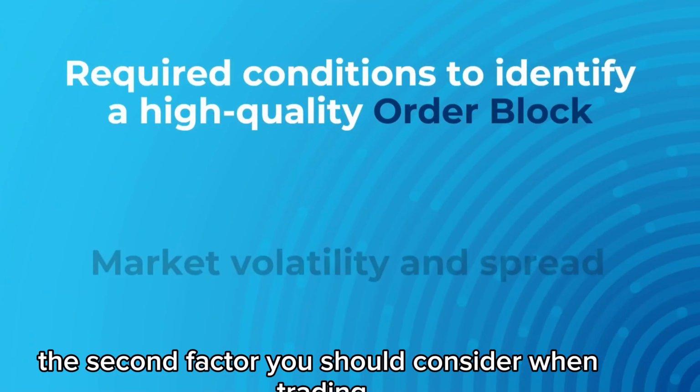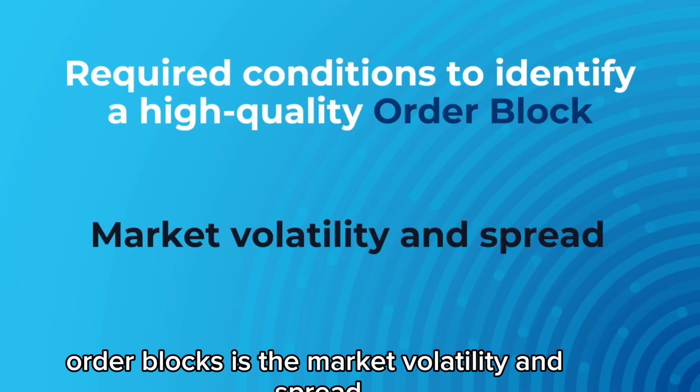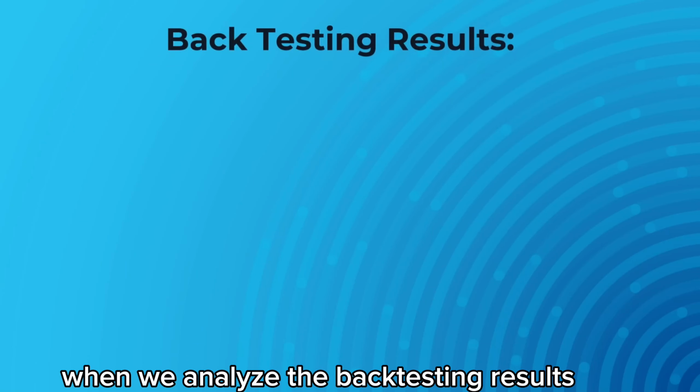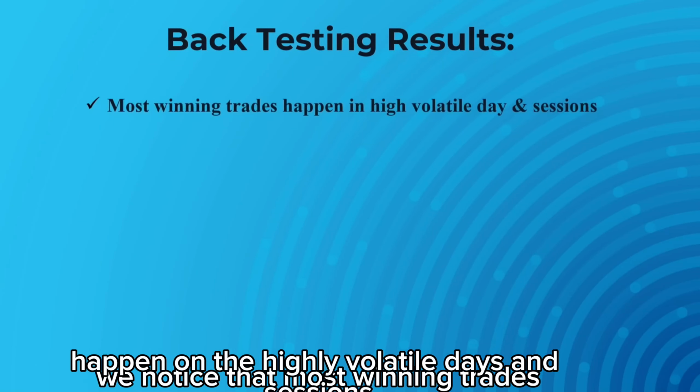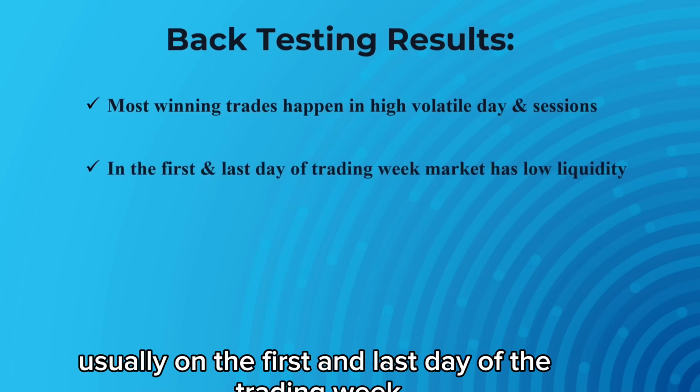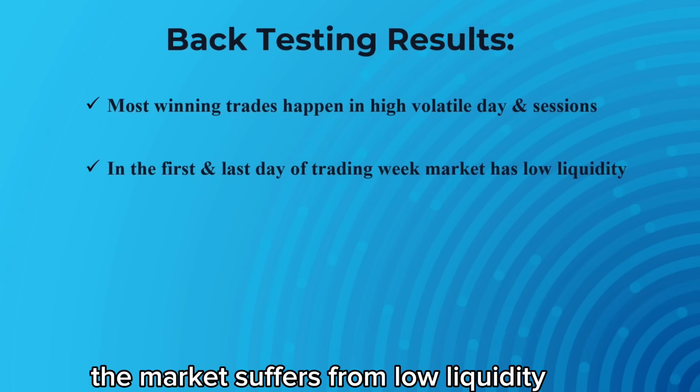The second factor you should consider when trading order blocks is the market volatility and spread. When we analyze the backtesting results, we notice that most winning trades happen on the highly volatile days and sessions. Usually on the first and last day of the trading week, the market suffers from low liquidity.